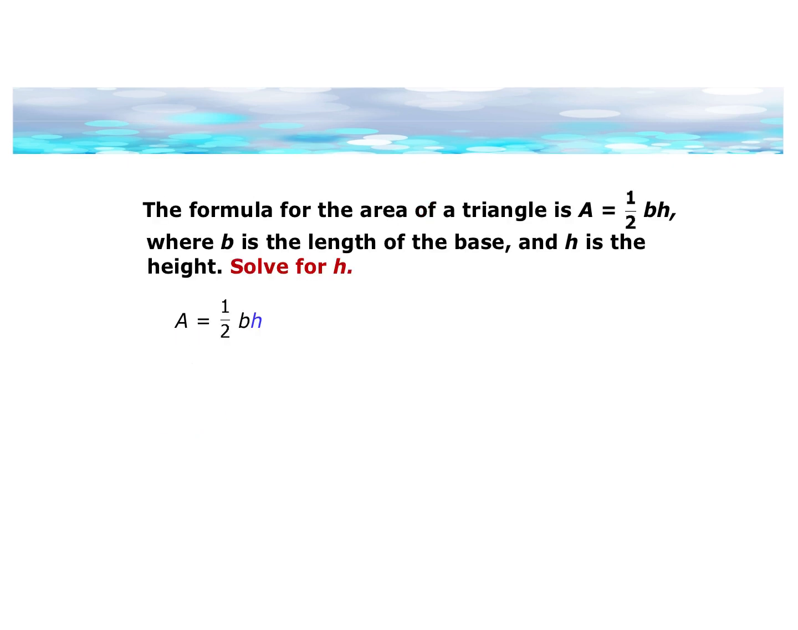The next one. The formula for the area of a triangle is a equals 1/2 base times height, where b is the length of the base and h is the height. Solve for h. Now they want us to solve for h, but there's a few terms, guys. We have this 1/2 and we have this b.